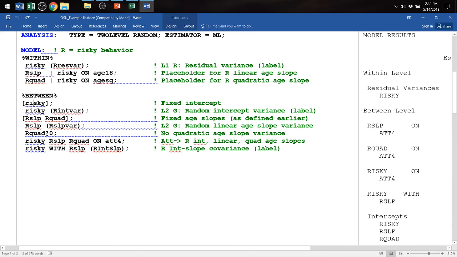So when I put risky in brackets, that's my fixed intercept. That's gamma 0, 0. When I put risky without brackets, that's the random intercept variance around it. And likewise, our slope in brackets is the fixed linear slope. Our slope, no brackets, is the random slope variance around it. Our quad in brackets is the fixed quadratic slope. Our quad at 0 means don't put a variance around it, keep it fixed.